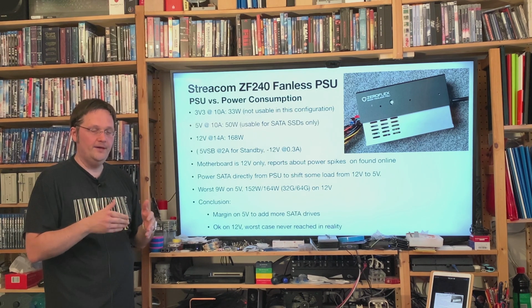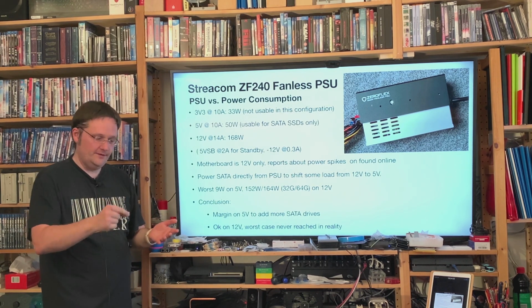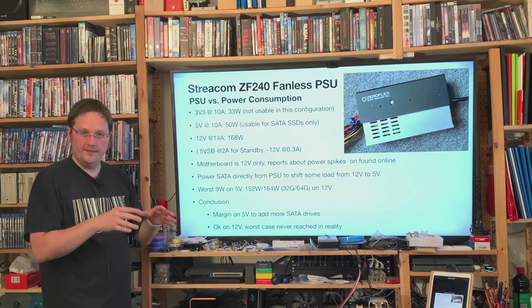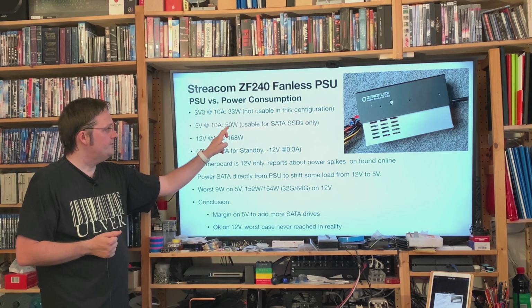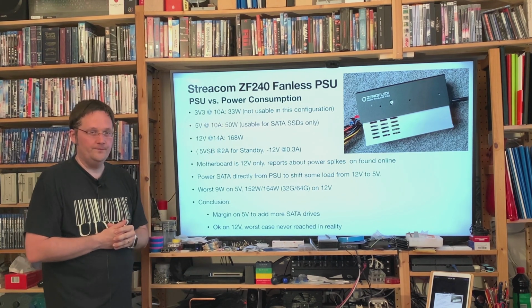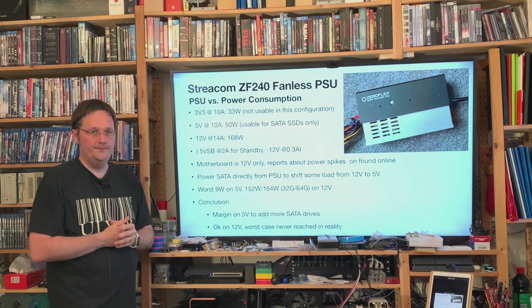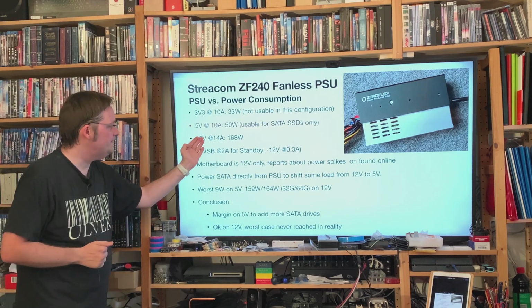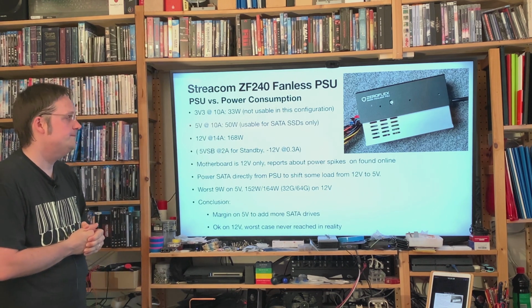So the main board is powered directly through the 12 volts only, but if we connect the SATA SSDs directly to the power supply, the SATA disks, they are using the 5 volts. Here we can use 9 watts out of those to power the system. But again, here the other 41 watts are not usable in our configuration. So here on the 12 volts we have 14 amps, leading to a total of 168 watts.